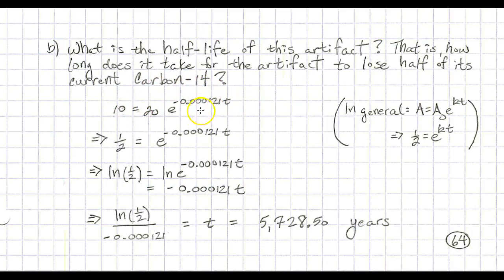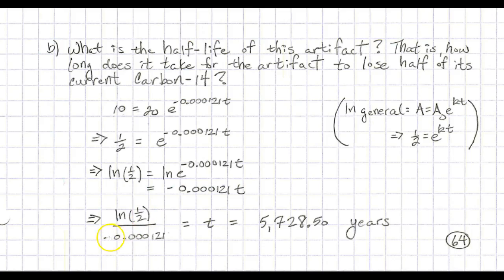What is t? So divide both sides by 20. 10 over 20 is 1/2 equals e to the minus 0.000121 t. Take the natural log of both sides because we have an exponential base of e, so the log base e is the natural thing to do. Natural log of 1/2 equals natural log of e to the minus 0.000121 t. Bring that exponent down in front, which is minus 0.000121 t. Technically, it would be times natural log of e, but we just discussed how natural log of e is 1, right? Log base e of e is 1. Okay? So now you solve for t.